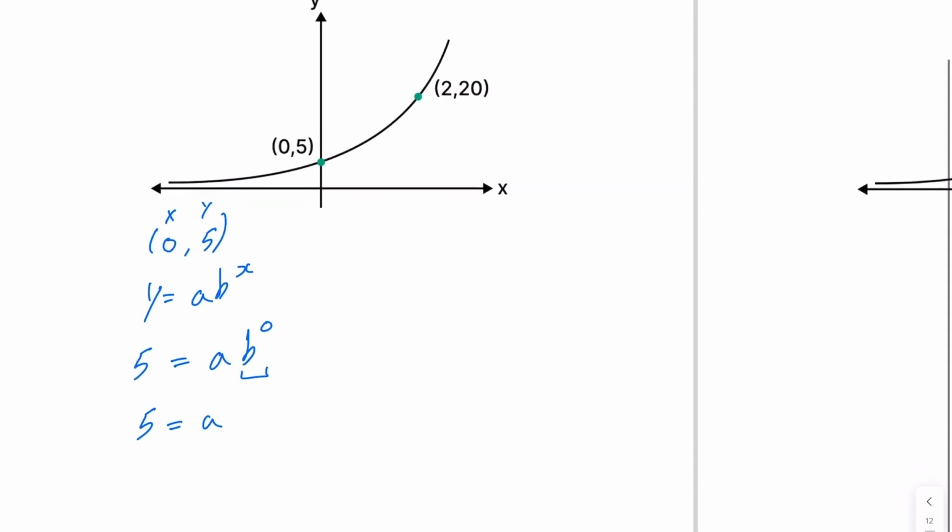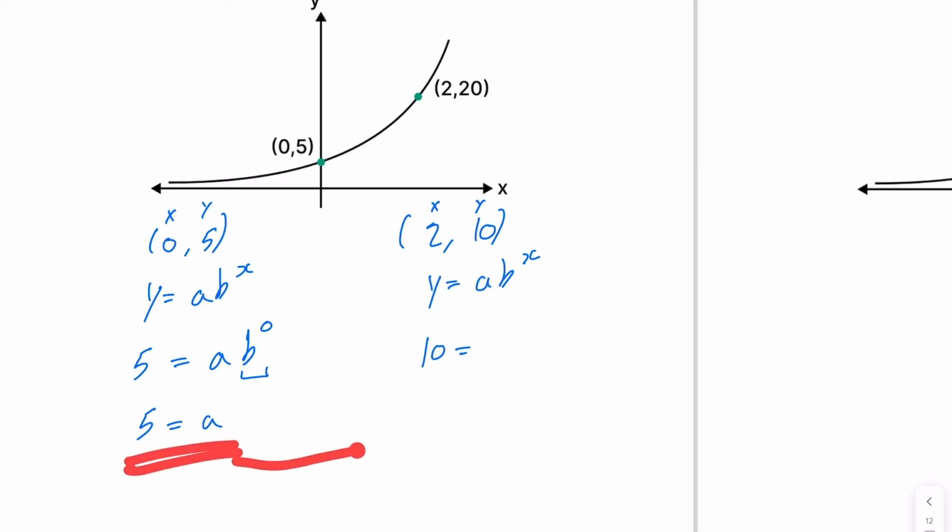Now we need to find b. So let's look at the second point. We have (2, 10). We know the equation of the line is y is equal to ab^x. So let's substitute the x and y coordinates in. We know that y is 10. We know what a is because we found it here, so we can substitute that in. So that is going to be 5 times b, which is, well, we don't know what b is, and we know the power of b^x here is 2. So we are left with this equation here.